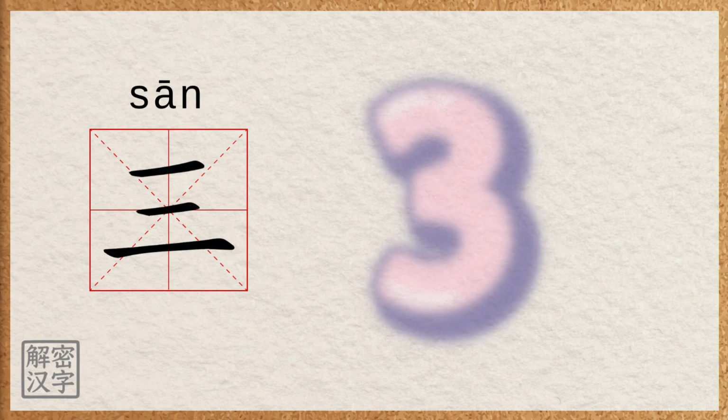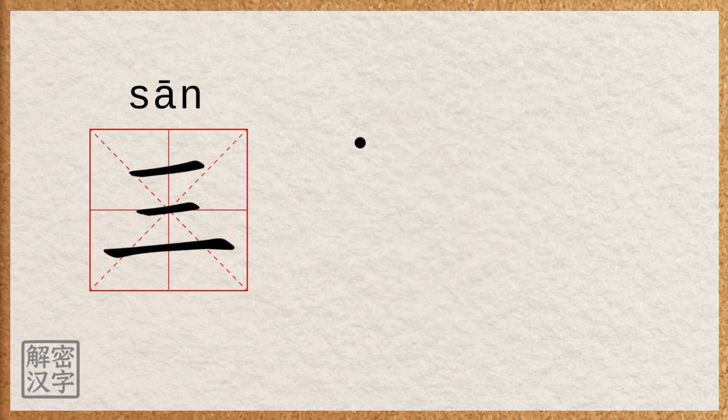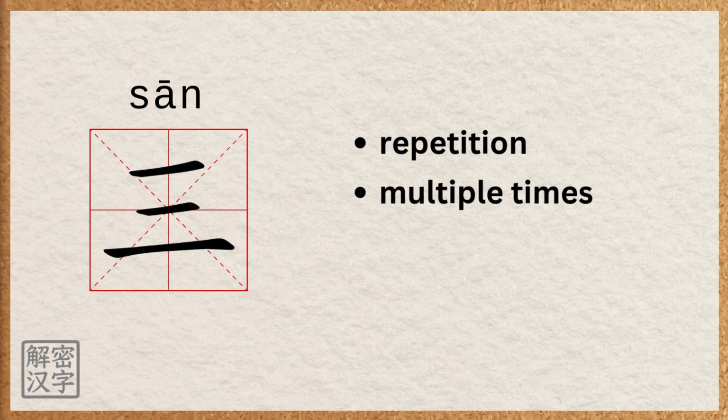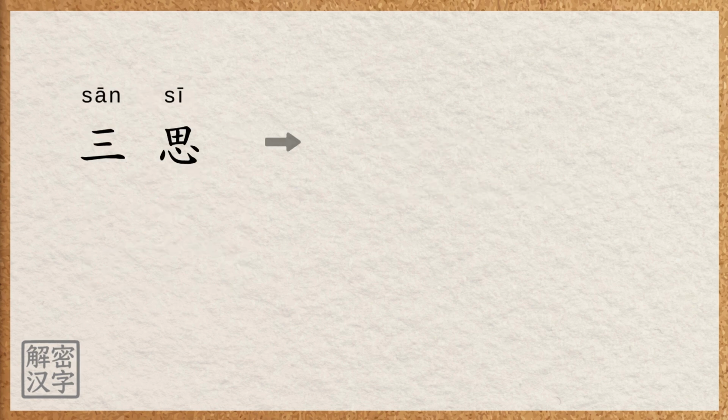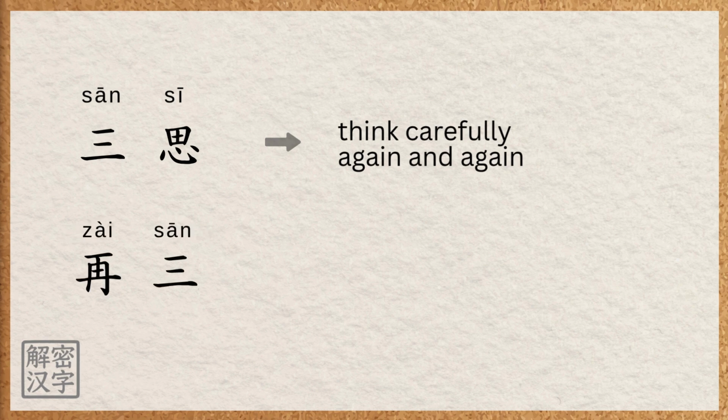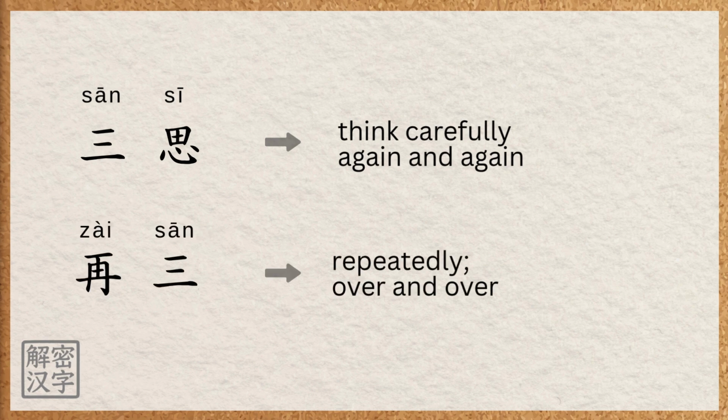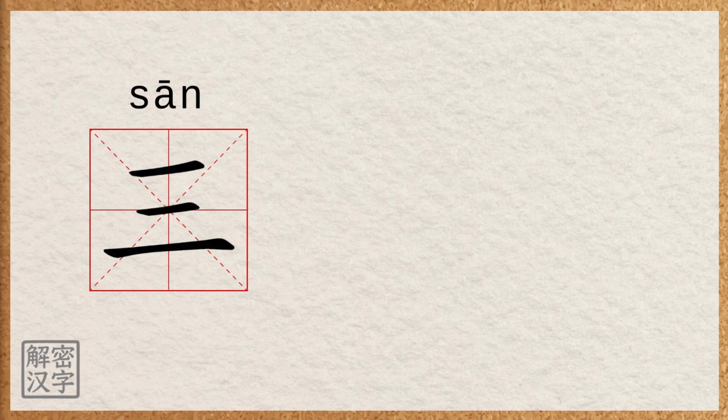三 stands for the number 3, but it also suggests repetition or multiple times. For example, 三思 means to think carefully again and again. 再三 means repeatedly, over and over. It's simple. The character 三 comes from 3 一 stacked together.